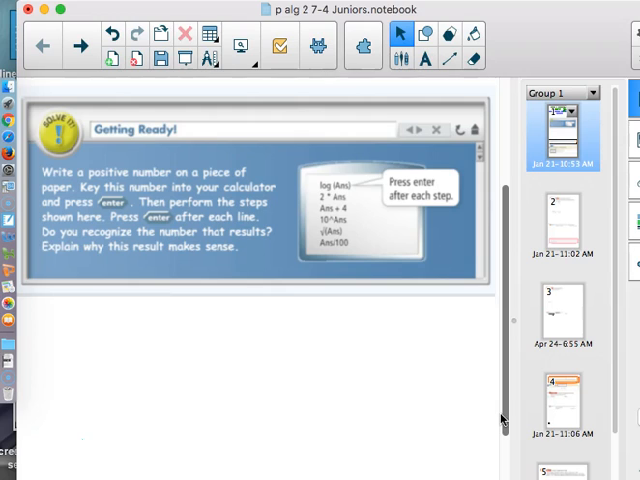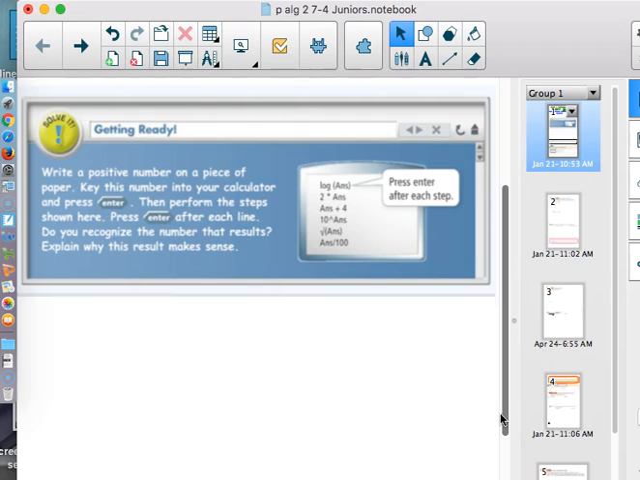I'll just pick a number, 23. Nothing special about it. It's a number. It's 23. Positive number. Key this number into your calculator and press enter. Did that. Then perform the steps shown here. Press enter after each line. Do you recognize the number that results? Well, let's see. So now I'm supposed to take the log, which is the common logarithm of that 23. So that's going to be, log is just to the left of the 7 button. So I'm going to put answer in there because that's what they want me to do, but I could punch in log of 23. And I get that mess.